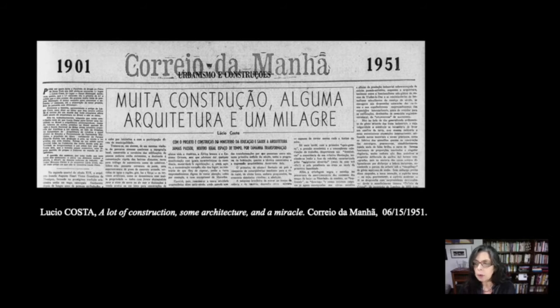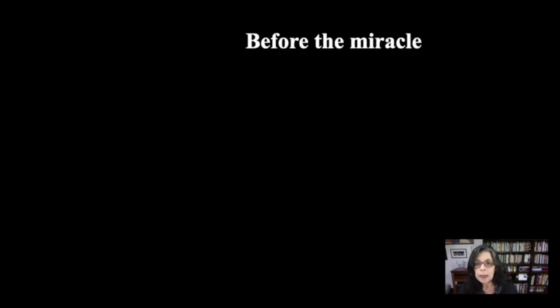The word miracle, with an undeniable religious background, holds a strong belief in the naturalness of architecture itself. It would be the expression of a kind of innate, natural nationality, incapable of asserting itself but through successive miracles. Nevertheless, let us see how architectural modernity was understood before the miracle, before the Brazilian style had become the canon.